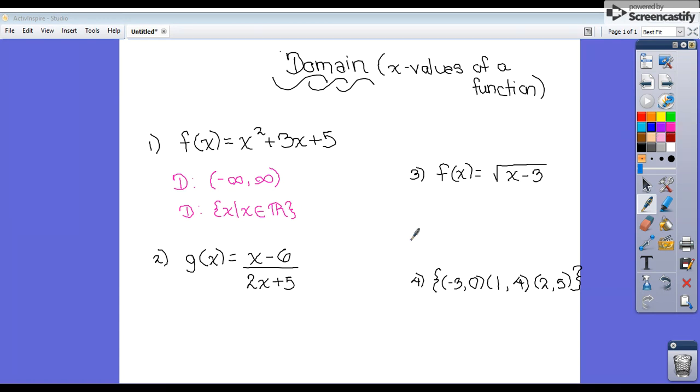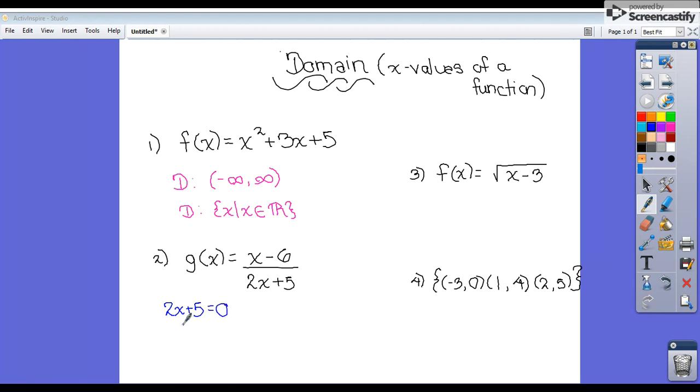Now for number two, g of x equals x minus 6 over 2x plus 5. There is a restriction here, because the one thing you can never, ever, ever have in a fraction is a zero denominator. It will leave your function undefined. So because of that, rather than find all the x values that x can be for the domain, I'm going to find the one thing that it cannot be. So I'm going to set the denominator equal to 0 and solve for x.